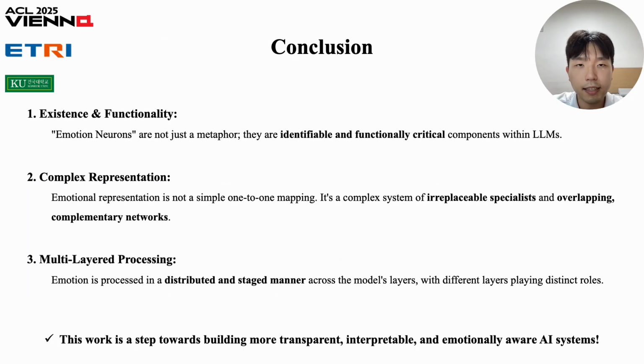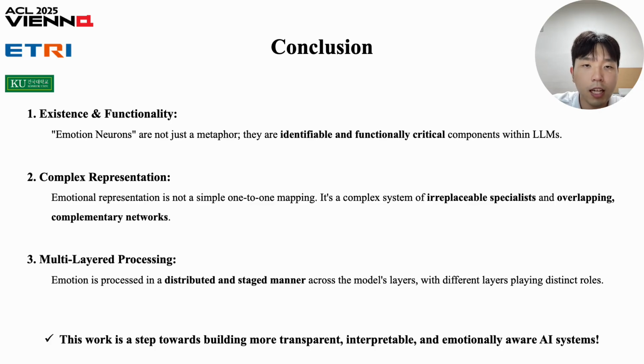To conclude, let's summarize what we've learned and where this research can go. Our investigation has led to 3 key takeaways. First, emotion neurons are not just a metaphor, they are identifiable and functionally critical components within LLMs. Second, emotional representation is a complex system, featuring both irreplaceable specialists and complementary overlapping networks. And third, this process is multi-layered, with different layers playing distinct roles.